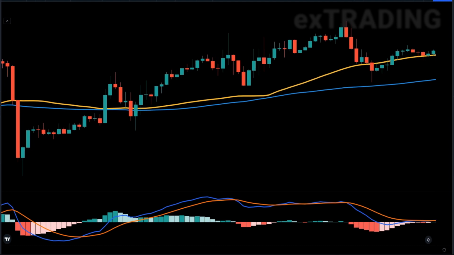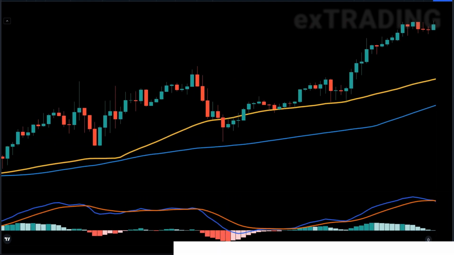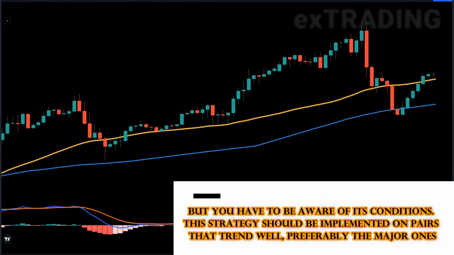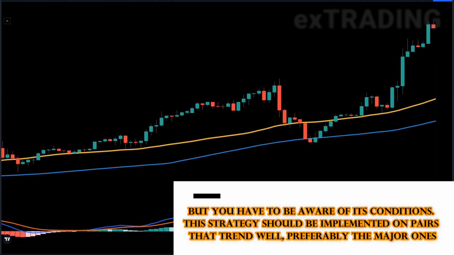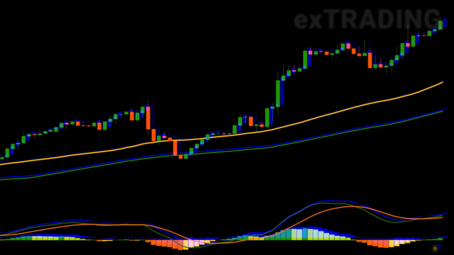MACD and moving average combo strategy can help you trade on trends to maximize your profits. But you have to be aware of its conditions. This strategy should be implemented on pairs that trend well, preferably the major ones. You also need to check the extent of the market trend.